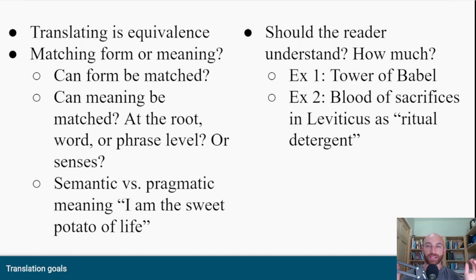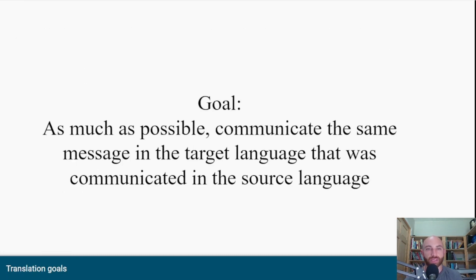Again, I'm not saying one way or the other what should be done. I'm pointing out that these are the issues that have to be thought about. And really, these have to be thought about on a case-by-case basis, right? At each passage, we have to think about what to do and the ramifications of what we're doing. So as a goal, I think this is pretty standard. I came up with this, but as a goal for translation, saying something like, as much as possible, communicate the same message in the target language that was communicated in the source language. I think that would be a pretty standard thing to say, right?